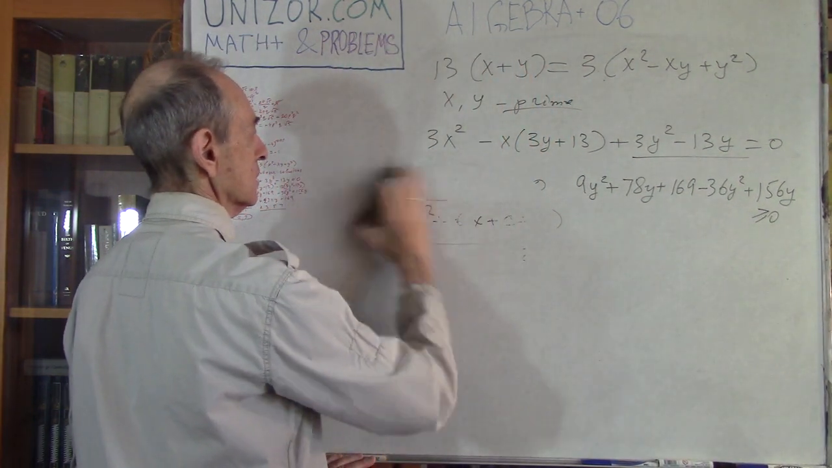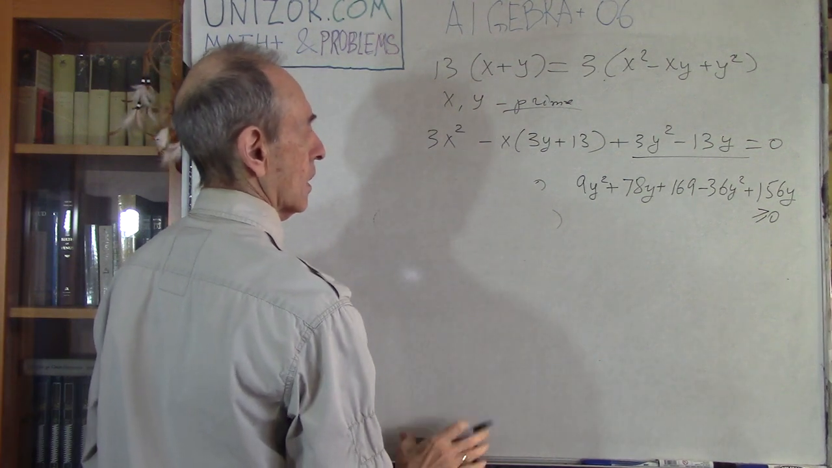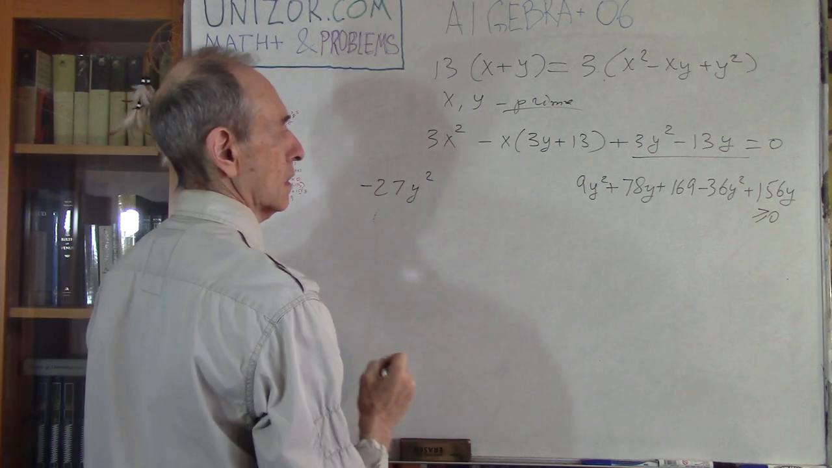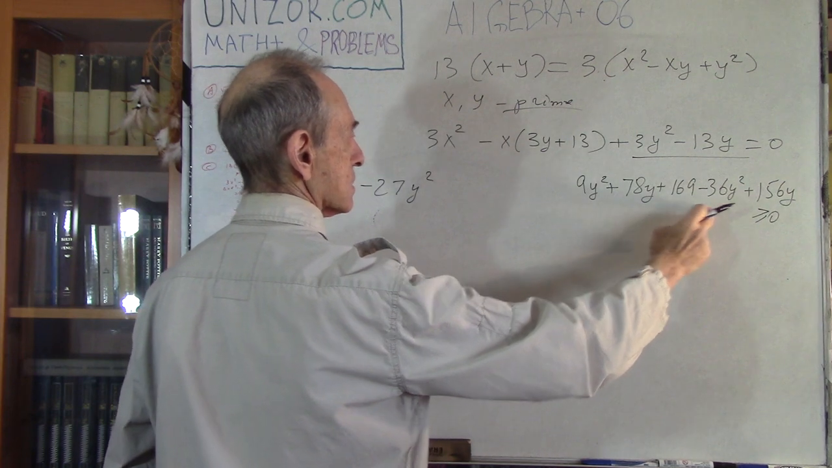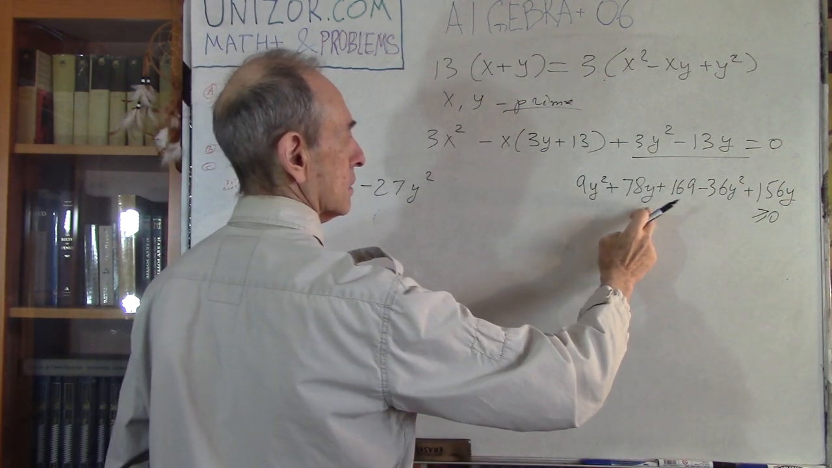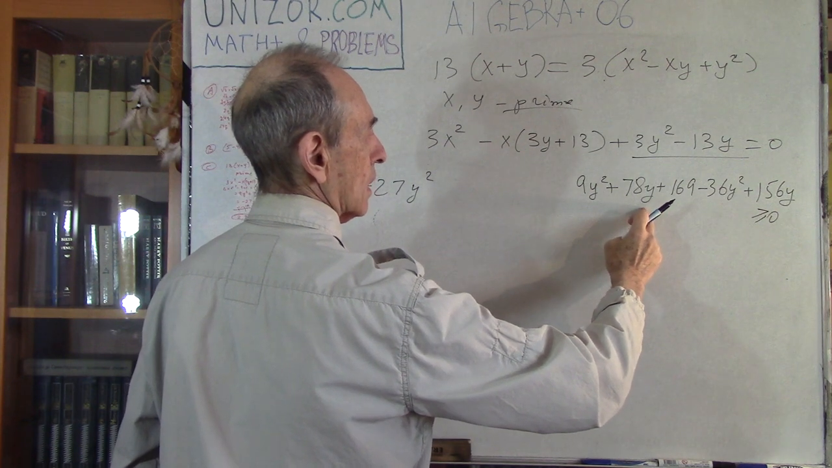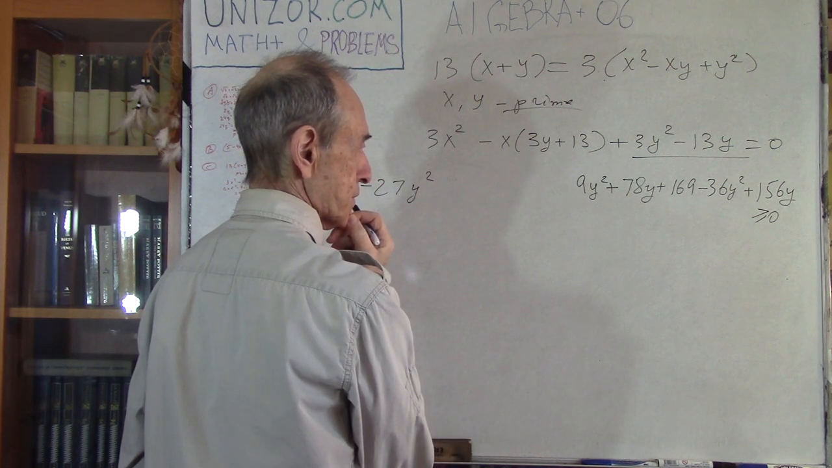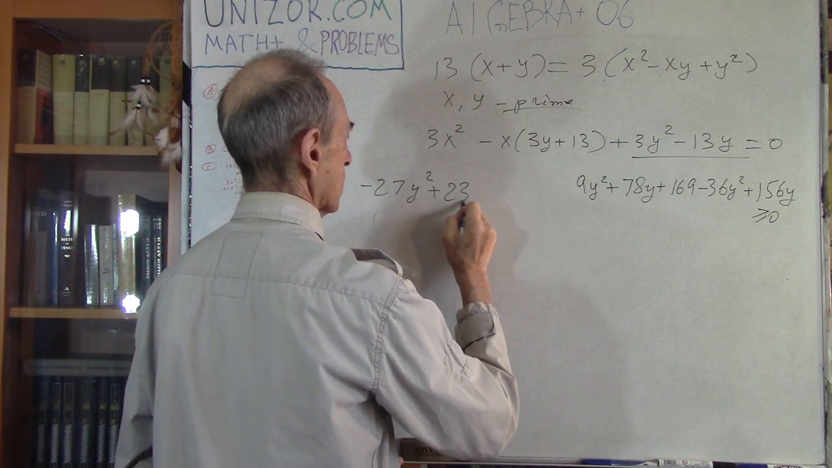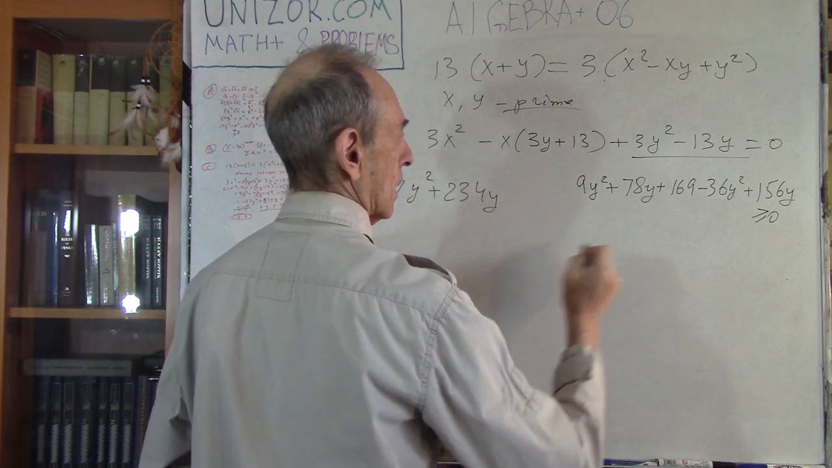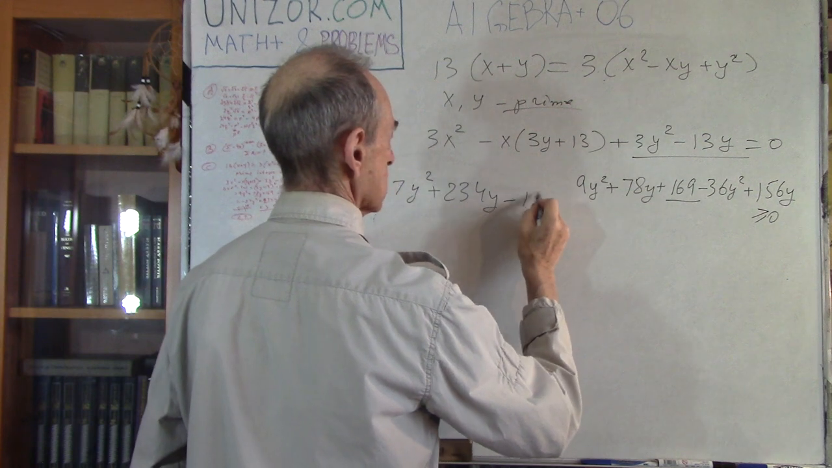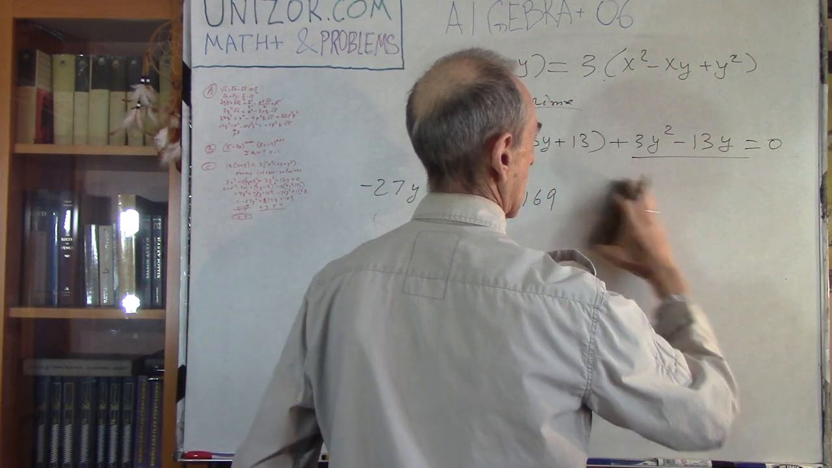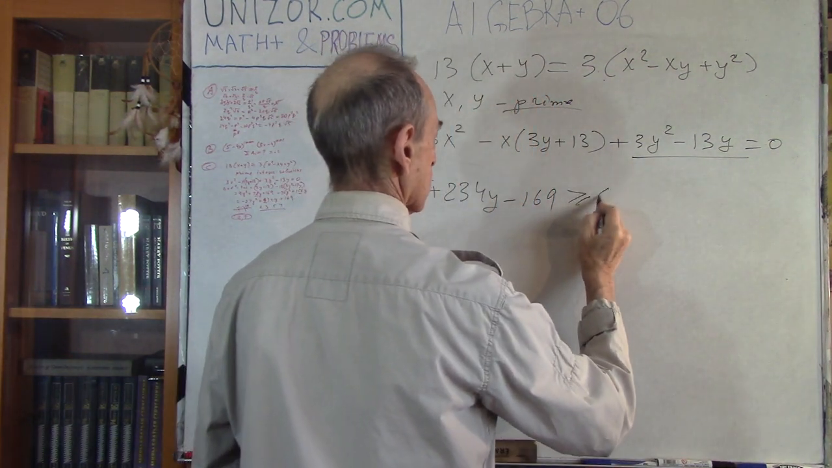So let's just simplify it a little bit. So it's minus 27y squared. 9 and minus 36, it's minus 27. 78 and 156, it's 234. 234y and minus 169. That's supposed to be greater or equal to 0.